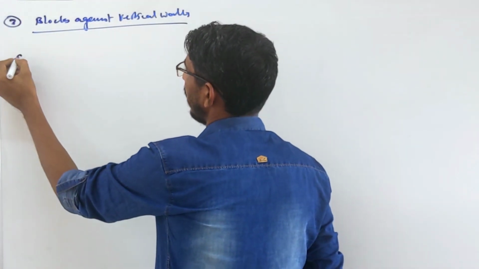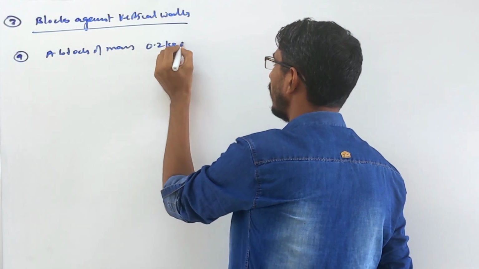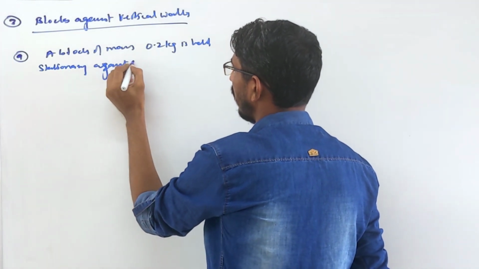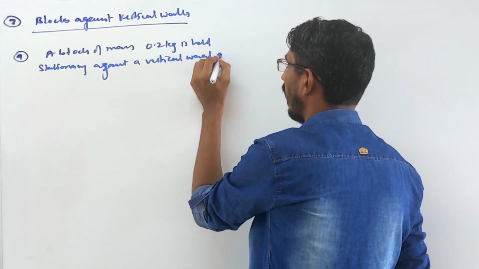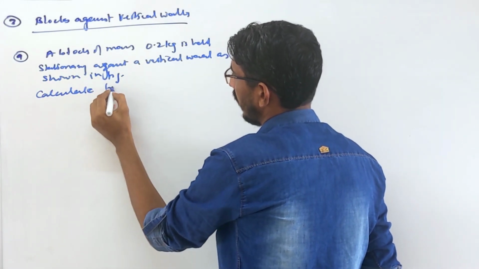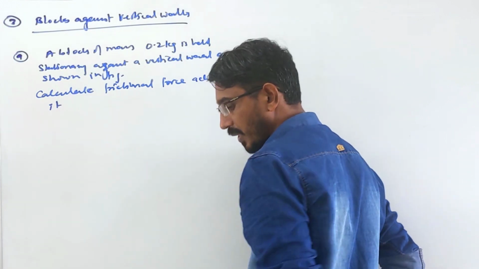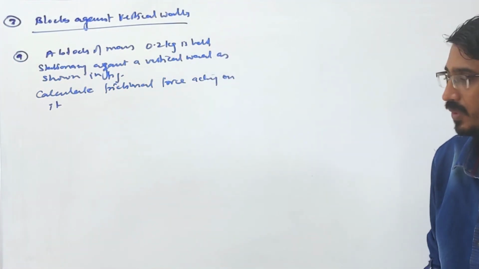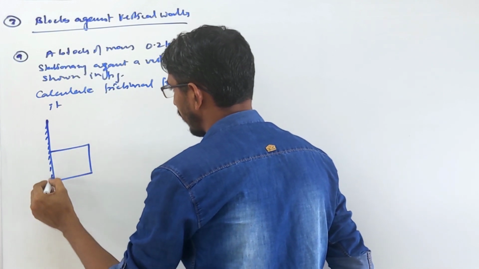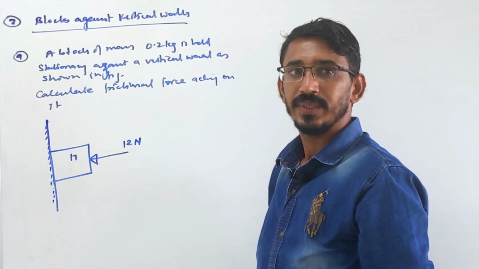Let's see some example. Suppose they say a block of mass 0.2 kg is held stationary against a vertical wall as shown in the figure. Calculate the frictional force acting on it. Yeah, we have to calculate what is the frictional force acting on this wall. So look here, suppose this is your wall and a block we are keeping like this, right? If you want to keep this block of mass m, you have to apply a force here like this, say 12 Newton. Okay, correct, force is applied.